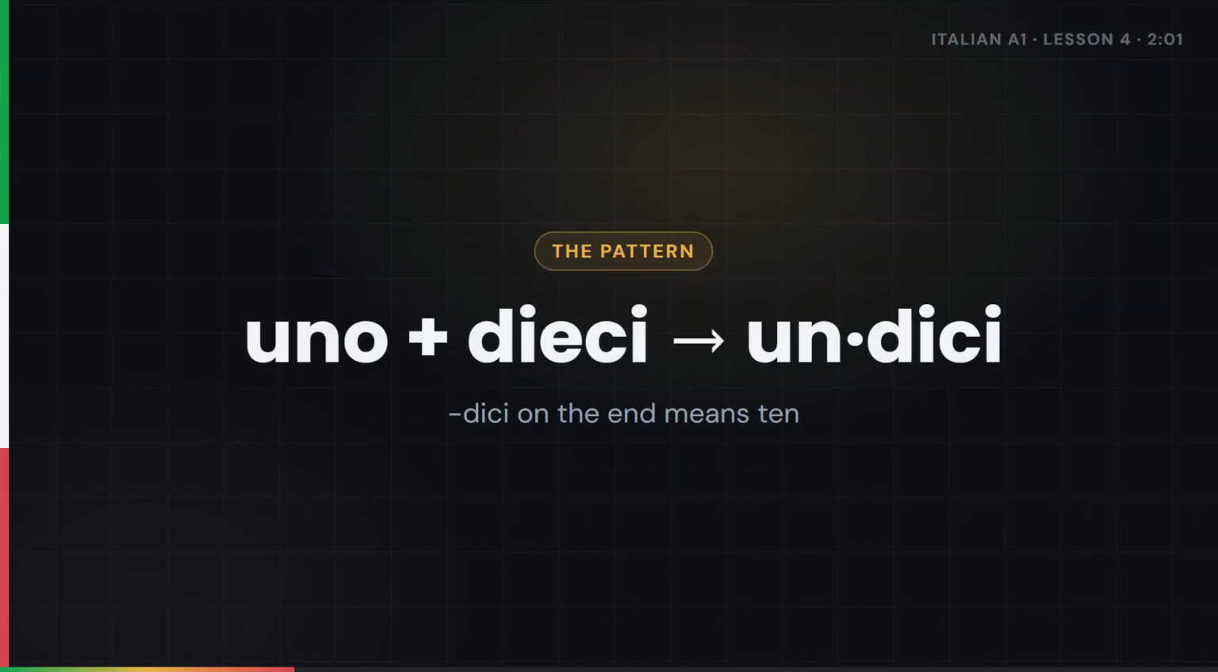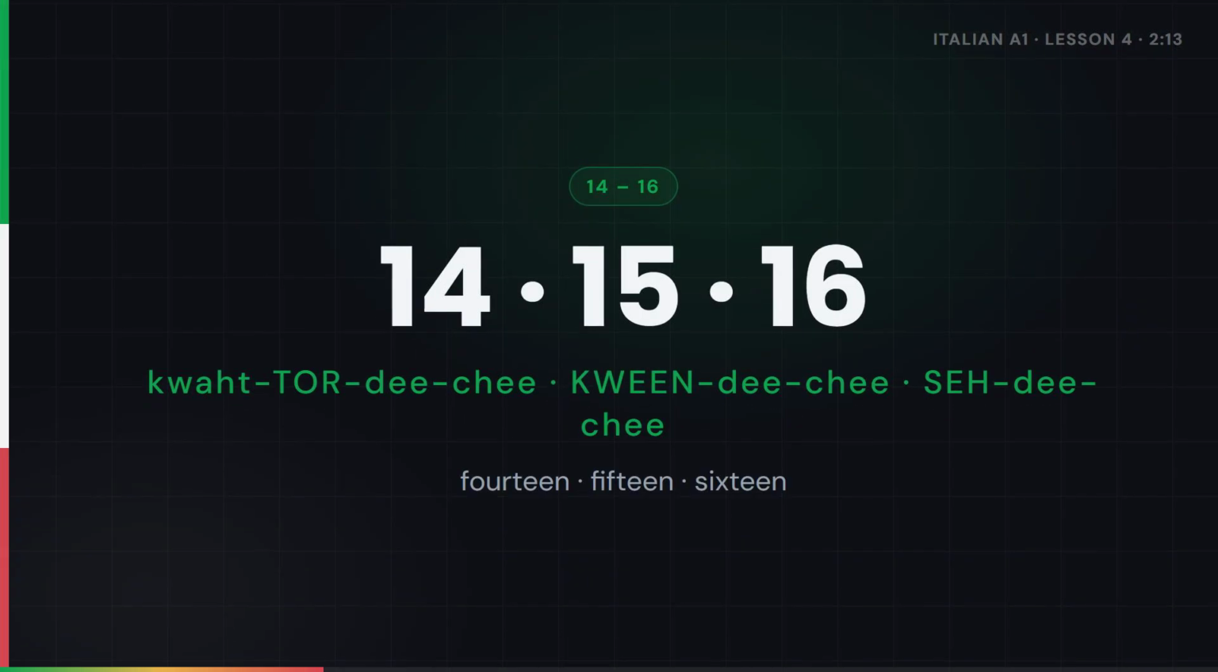It's dieci. 10, tucked onto the back of the word. Uno plus dieci gives undici. So these aren't new words. They're words you already know, glued together. Same pattern 3 more times.